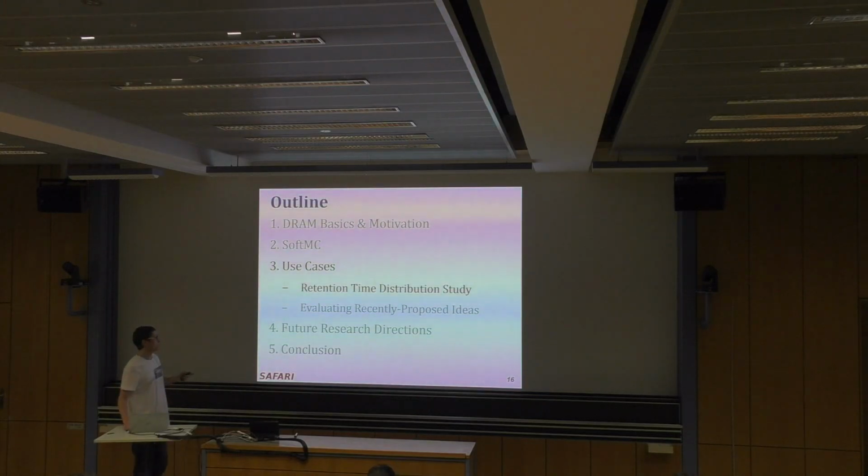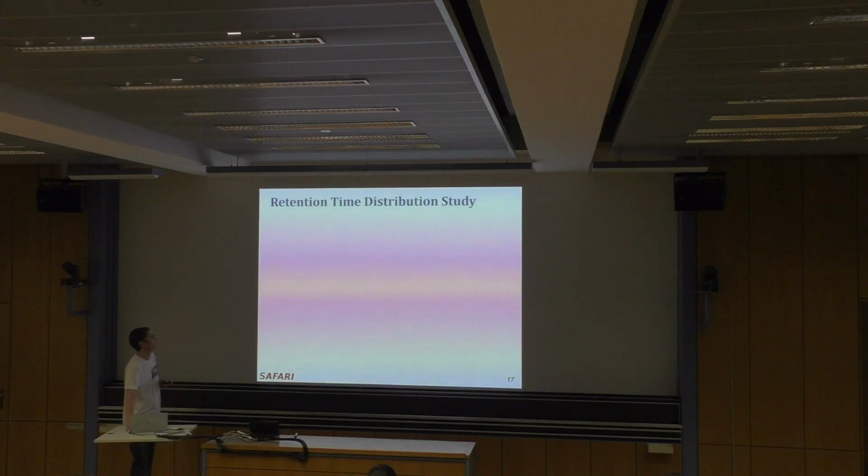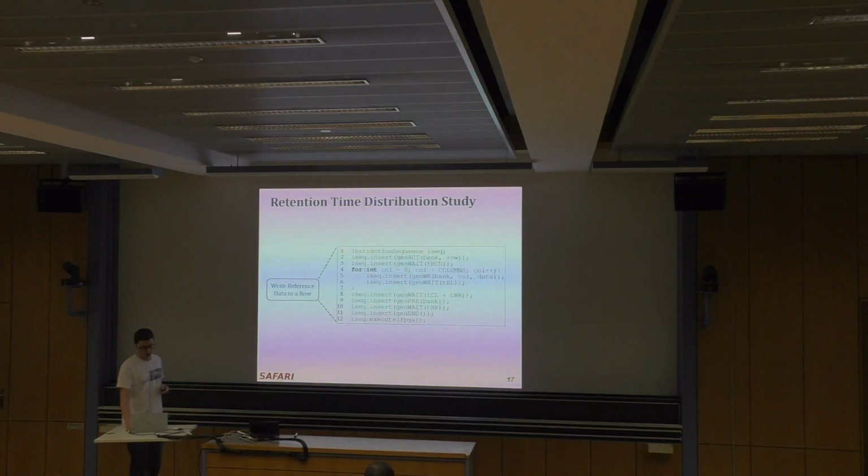And now let me talk about the two use cases we implemented. Let's start with the retention time distribution study. Here's how such a test routine looks. First we write reference data to a row, and this can be done using only 12 lines of code using the SoftMC API. I think those slides are shared, so you can take a look at this later if you're interested.